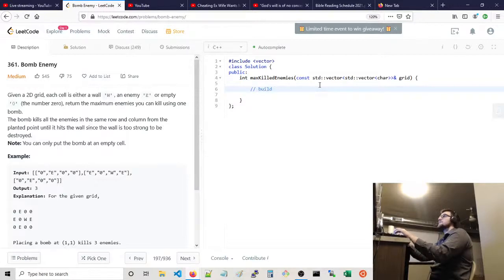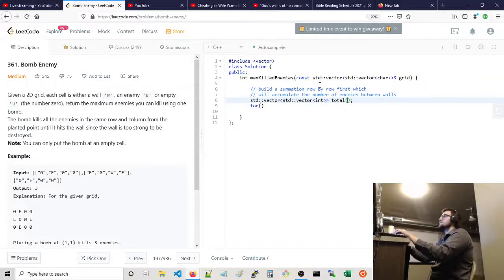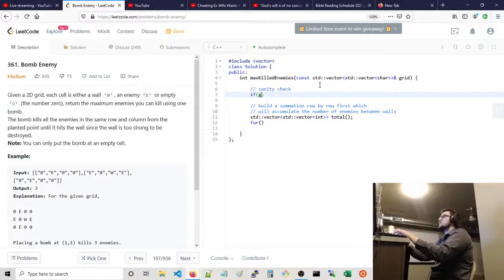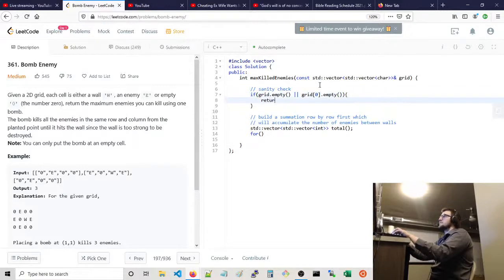I have an idea. Build a summation row by row first, which accumulates the number of enemies between walls. So this has got to be quadratic anyway. I think I got it, actually. I think we're in good shape. We're also assuming this is a non-empty grid.